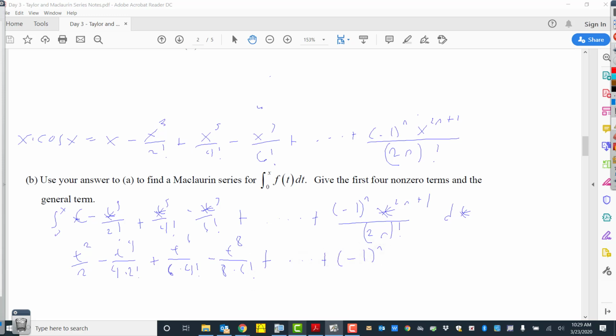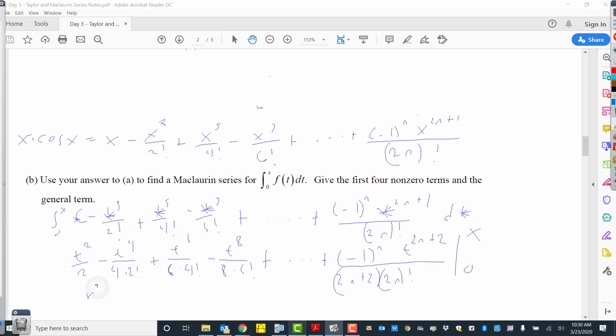negative 1 to the n stays the same, 2n factorial stays the same, but now we're going to add 1 to the exponent and divide by our new exponent. So adding 1 to this exponent gives us t to the 2n plus 2. Dividing by our new exponent is dividing by 2n plus 2. And then we're doing this from 0 to x. Well, the upper bound is just x, so we're just going to plug in x to all of these. And the lower bound is 0, but when we plug in 0, this all just gives us 0.